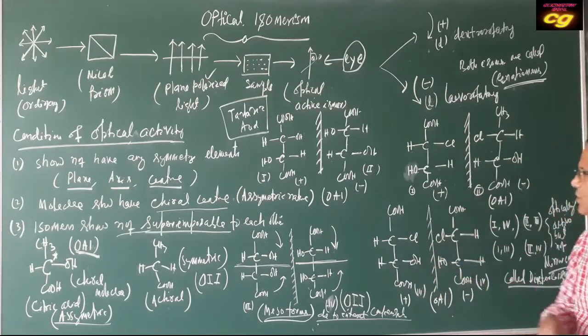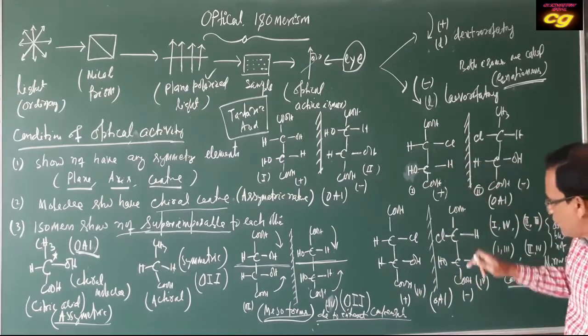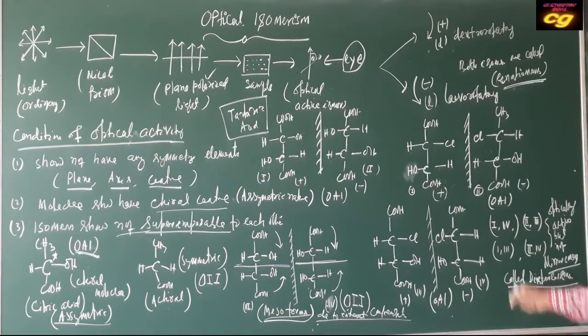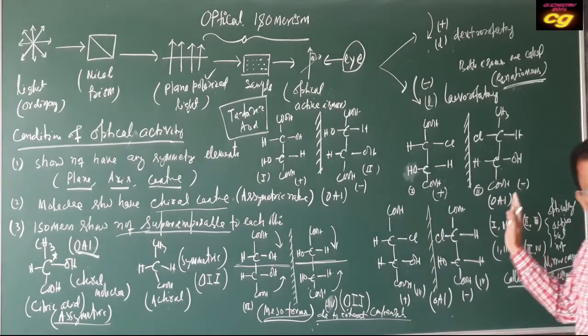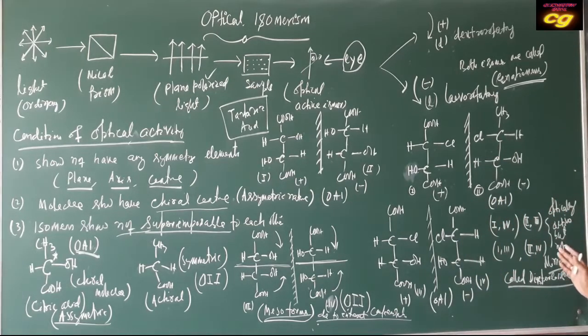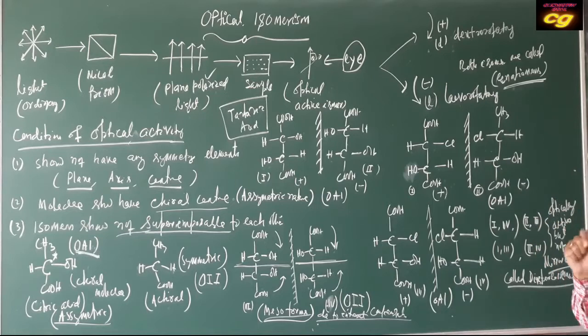1 and 3 is not mirror image. 1 and 4 is not mirror image. And 2 and 3 is not mirror image. 2 and 4 is not mirror image. That's why, they are optically active but not mirror image. That's why these are called diastereoisomers.